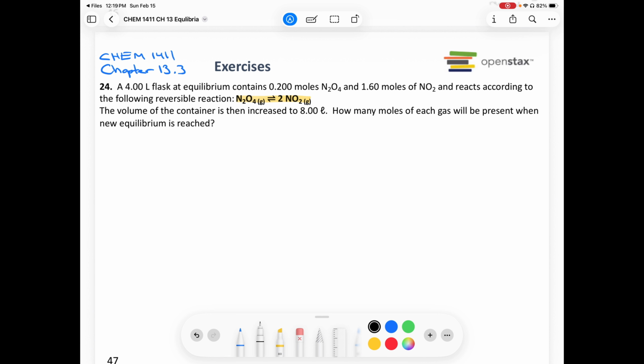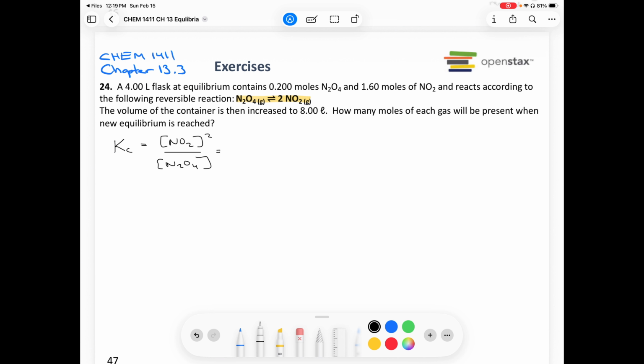And I think the first thing we should do here is they tell us we're at equilibrium and they give us the number of moles and the volume of the flask. So we can figure out what our Kc is. Kc is going to be concentration of NO2 squared divided by concentration of N2O4.